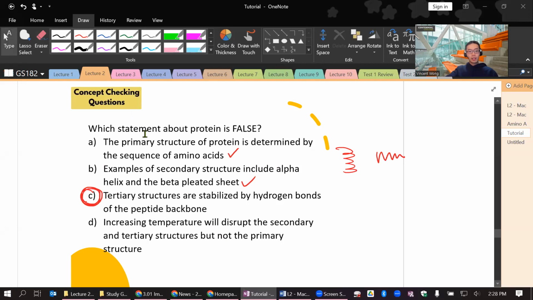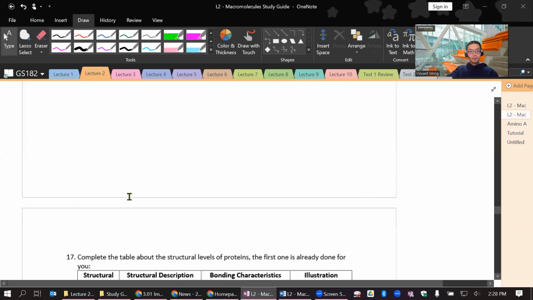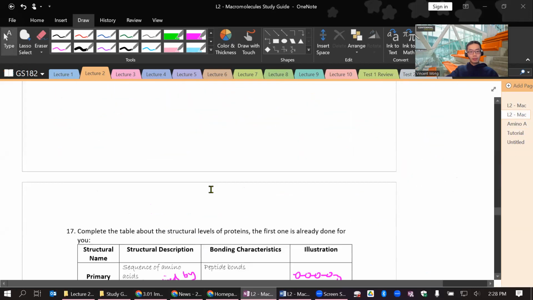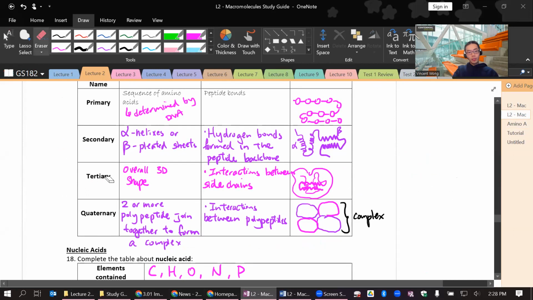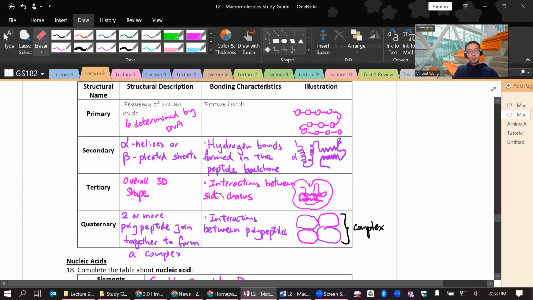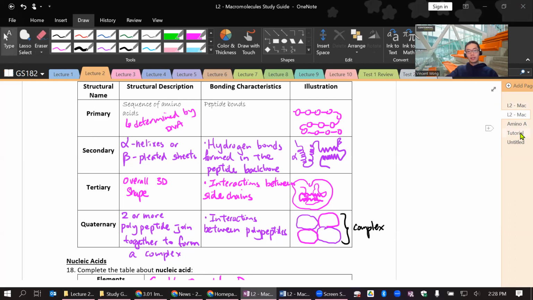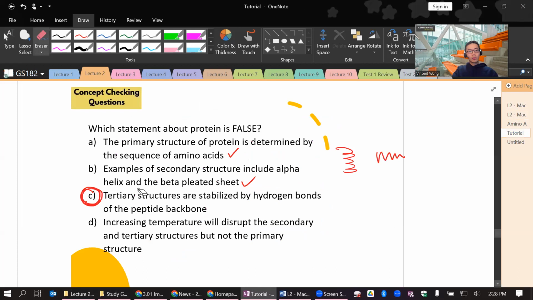If you take a look at the note that we wrote down, over here, the tertiary structure is stabilized by interaction between the side chains. The interaction between the backbone is for stabilizing the secondary structure. So that's why C is the incorrect one. When you increase the temperature, that will break down the secondary and tertiary structure, but not the primary structure. That's because the primary structure is covalent bonds. You can't just heat things up and break down the covalent bonds. Okay, that's the answer for C.